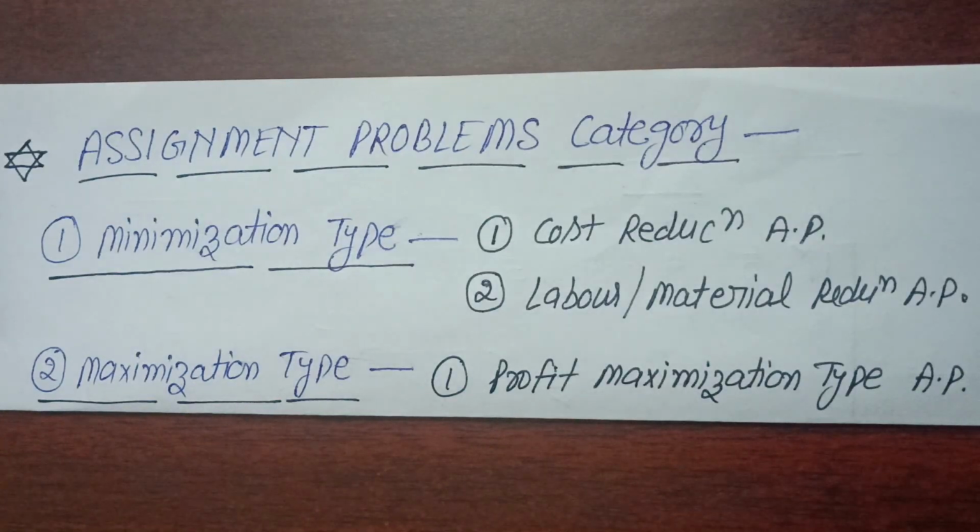The assignment problem can be categorized into two types. First is the minimization type. For example, the cost reduction assignment problem or labor or material reduction assignment problem. The second category is the maximization type of assignment problems, and they deal with profit maximization. So we will solve the maximization type of assignment problem today.